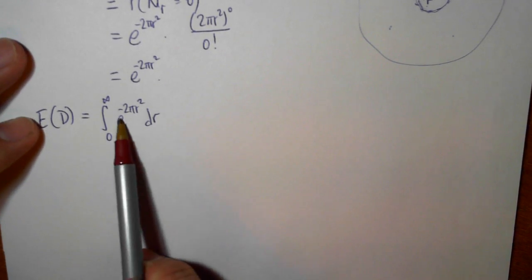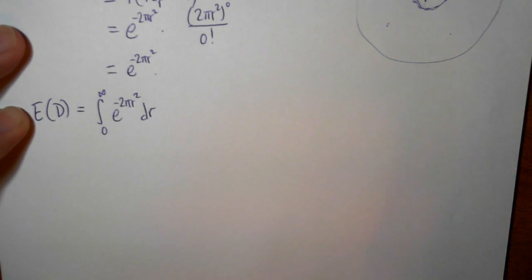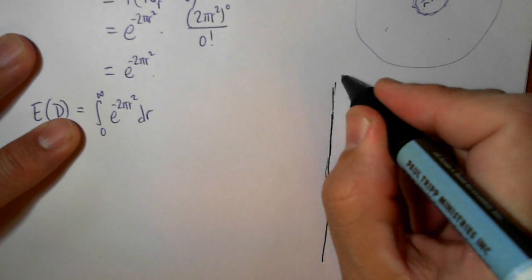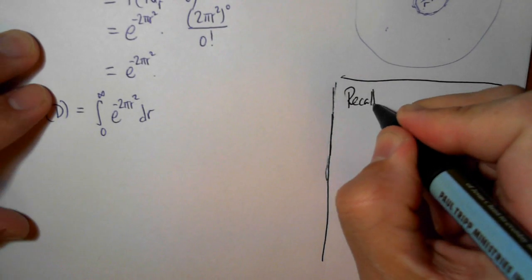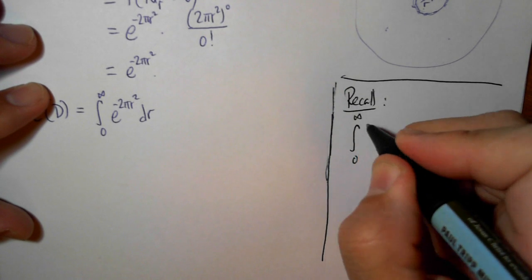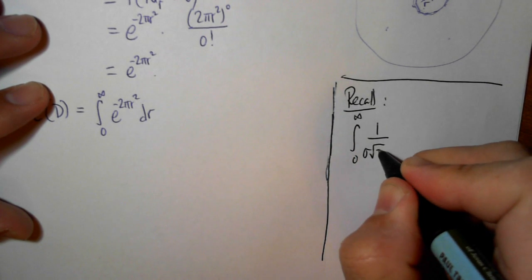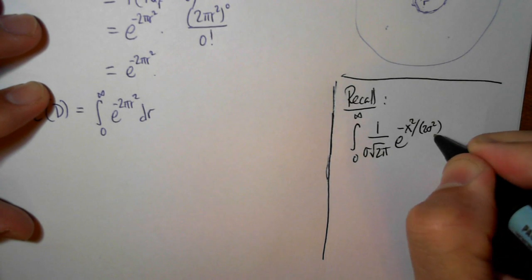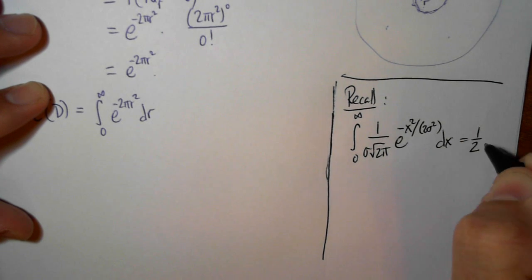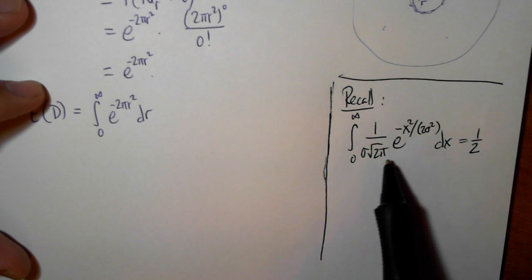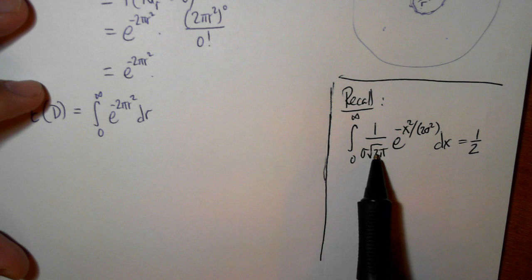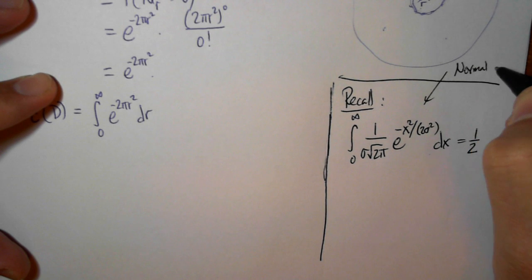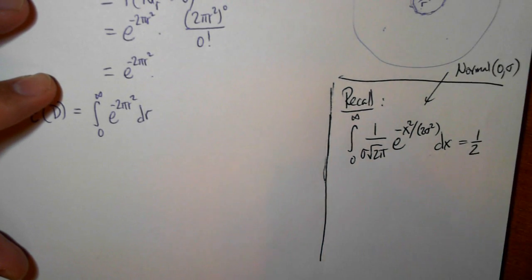Okay, so how are we going to evaluate this integral? To evaluate this integral, we'll recall something. So I'm going to do some scratch work over here on this side. So recall that the integral from 0 to infinity of 1 over sigma square root of 2 pi e to the minus x squared over 2 sigma squared dx is equal to 1/2. Now why do I know this? Well, what we see here, that's the PDF of a normal distribution with parameters 0 and sigma.